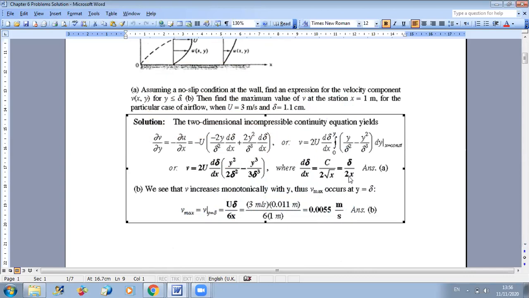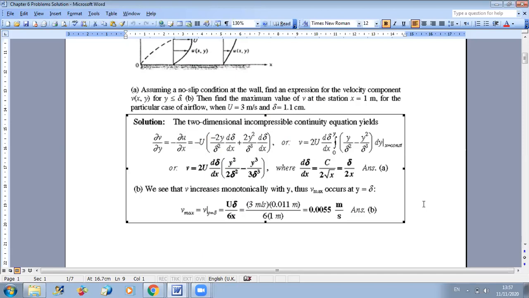So what they did here, all they did, they replaced d delta by dx in the formula. If you replace d delta by dx in this formula, you can replace it by delta over 2x. And when you apply at y equal to delta, you have 1 over 2 minus 1 over 3, which will give you 1 over 6. So if you replace, you get v max equal to u delta over 6x. And putting the numbers, you can get your maximum value at this x. Okay, and v max will vary with x. So for each x location, you have a new delta and you have a new maximum velocity.